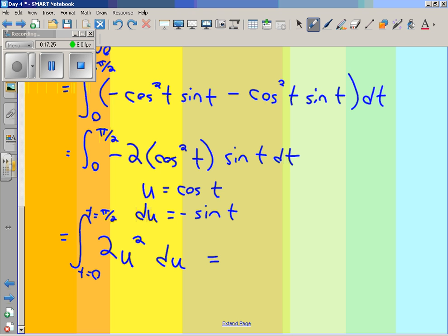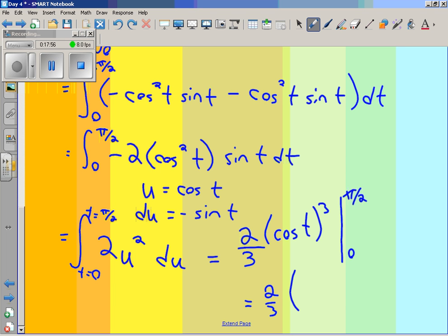And so that's going to integrate to what, 2/3 u cubed? And can I go ahead and switch back to cosine, because that's what u was? I'm going to evaluate from 0 to pi over 2. I think cosine of pi over 2 is 0, so it's going to be 0 cubed minus 1 cubed. So I think it's going to work out to be just negative 2/3.